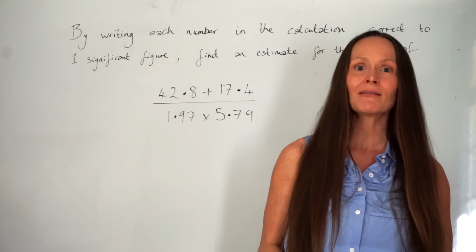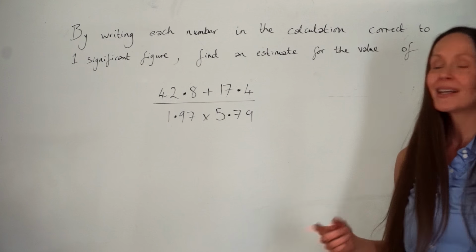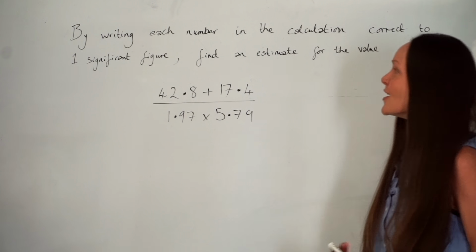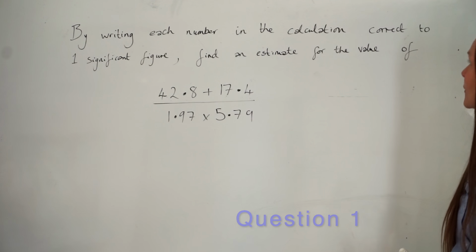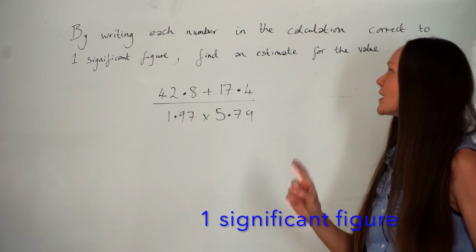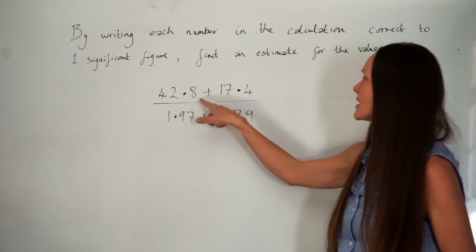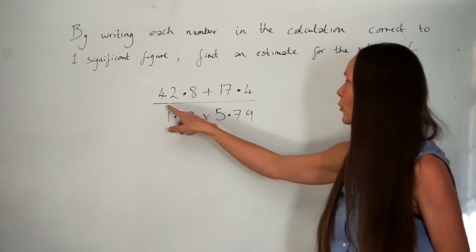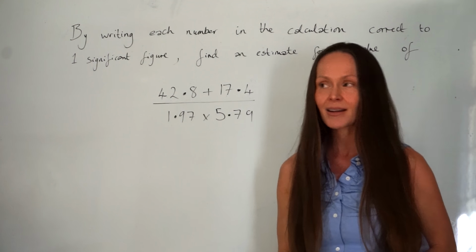I'm going to show you how to round values to one significant figure so that you can find estimates to calculations like this one here. In the first example, it says, by writing each number in the calculation correct to one significant figure, find an estimate for the value of 42.8 plus 17.4, all divided by 1.97 multiplied by 5.79.